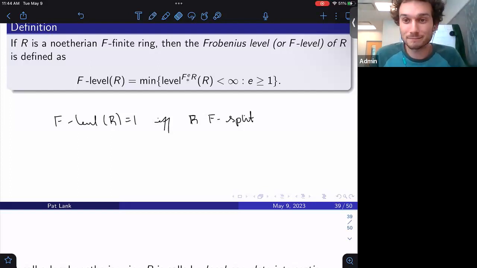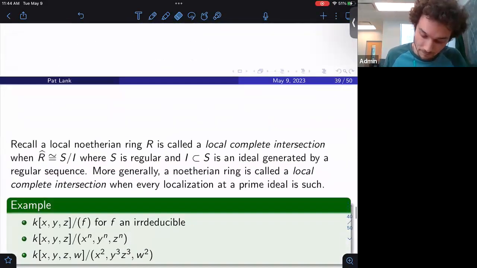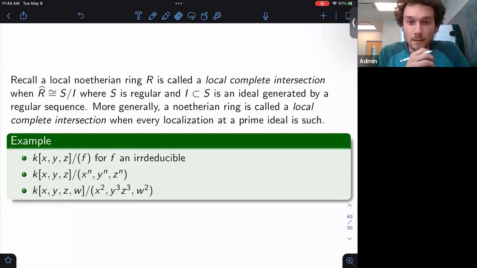Now the question is, well, can I produce some bounds? I know it's finite. Can I actually produce some bounds to measure that failure in some sense? We're going to do this for LCIs, or local complete intersections.